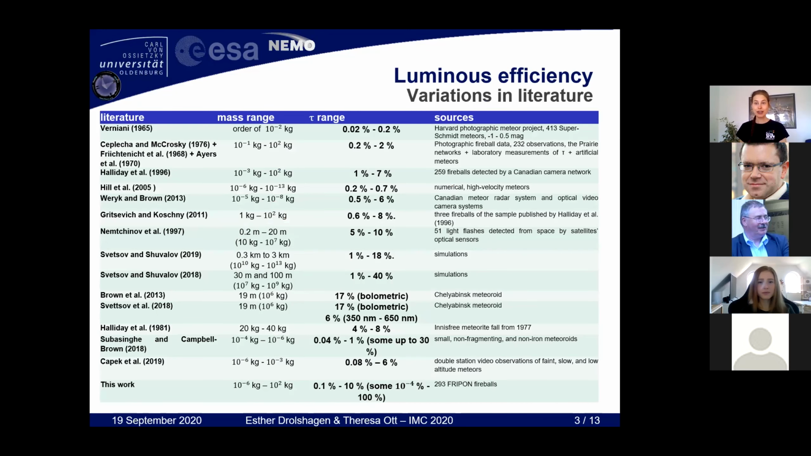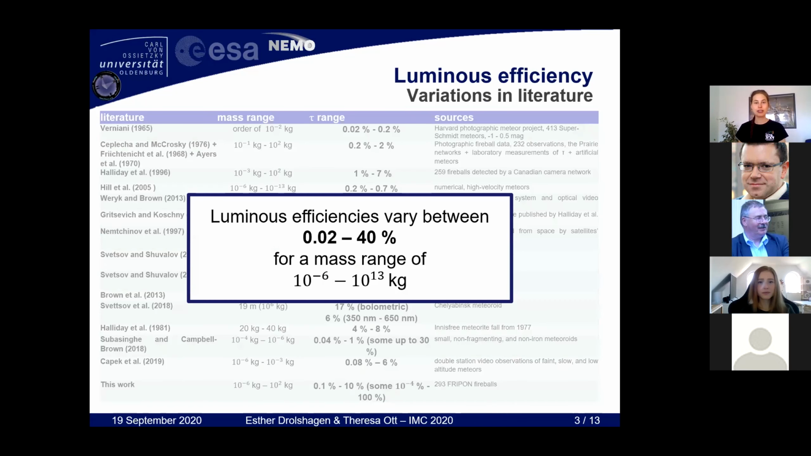We also had a look at different publications and took a lot of different values, and we found that the luminous efficiency varies between 0.02 and 40%. We looked at a mass range of 10 to the power of -6 to 10 to the power of 13 kilograms. So there's a really big spread between the luminous efficiencies that are assumed.